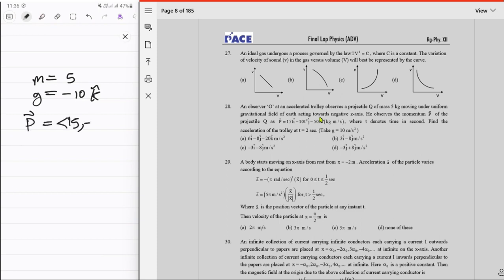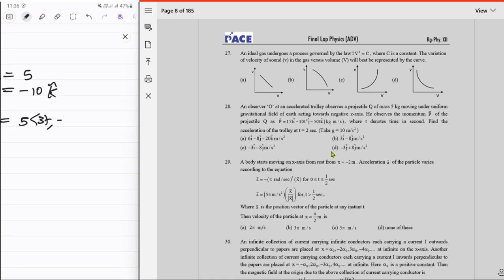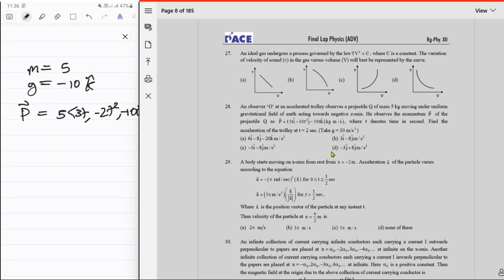15 comma negative... oh god, t is my queue. Why are you doing this to me? First of all, take 5 common, you get 5 times (3t, negative 2t squared, and negative 10t). Okay, so according to him this is happening. Momentum is given by this thing, where t denotes the time in seconds. Find the acceleration of this trolley at t equal to 2 seconds.